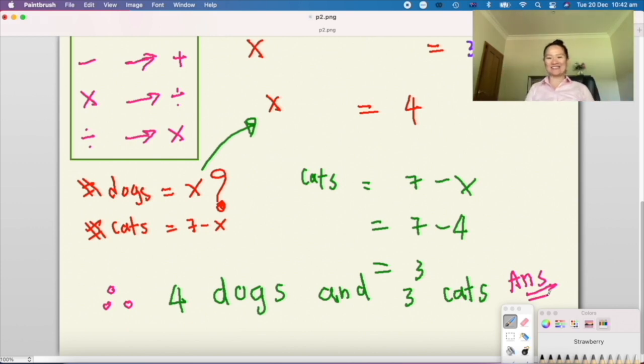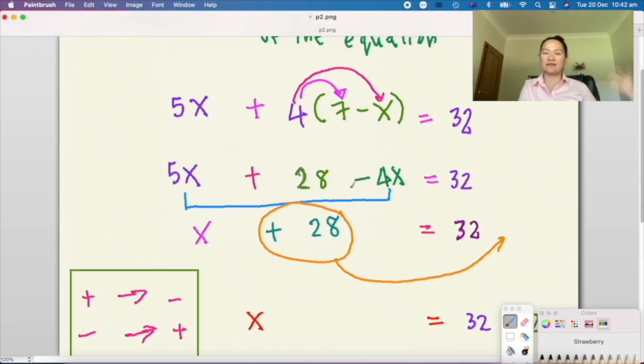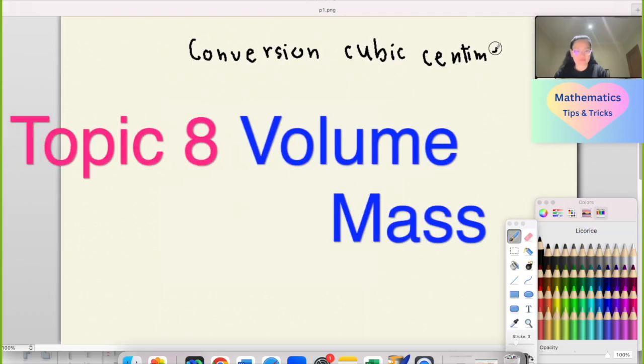Okay, guys, let me tell you something. Which one do you prefer between the first method or the second method? Elimination or move to another side? For me, I prefer move to another side of the equation because it's quicker.